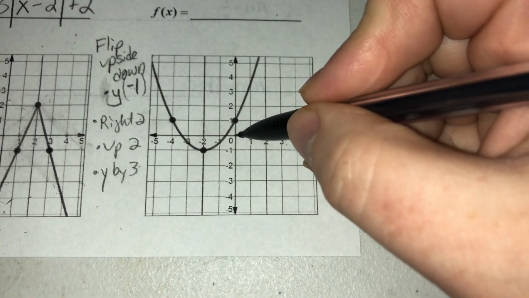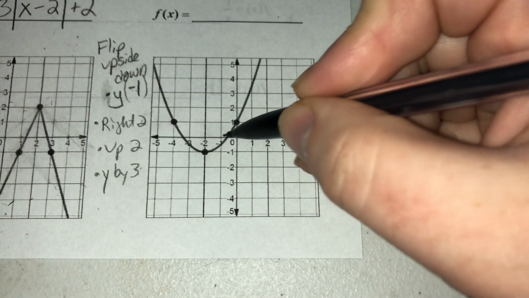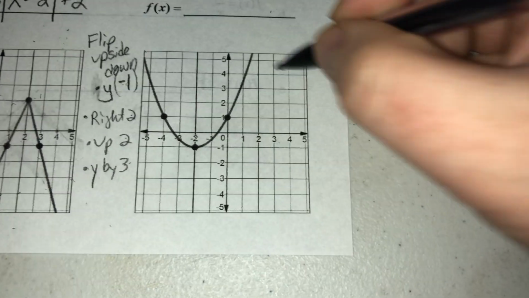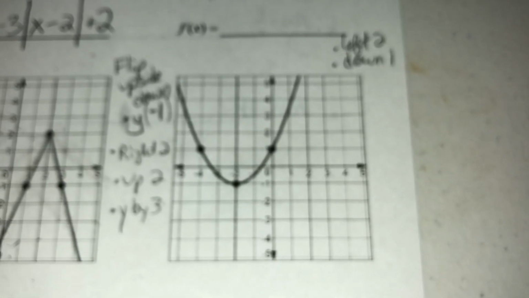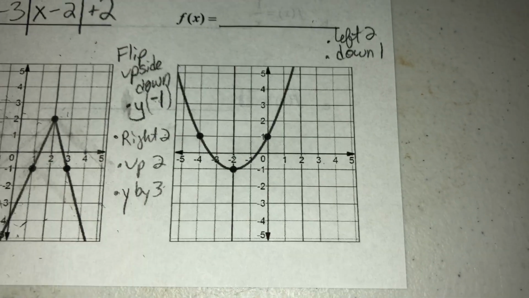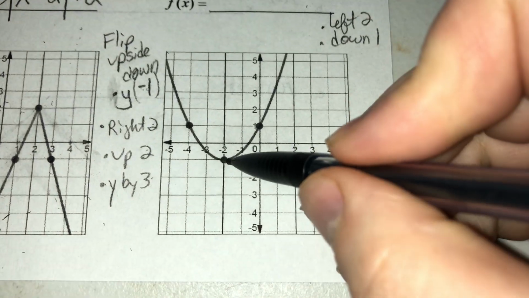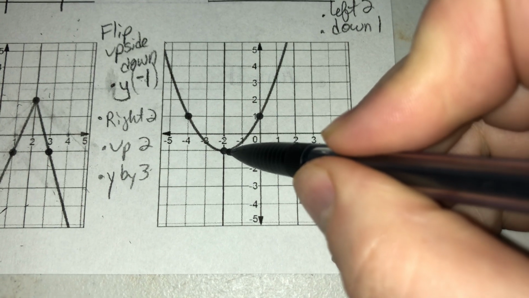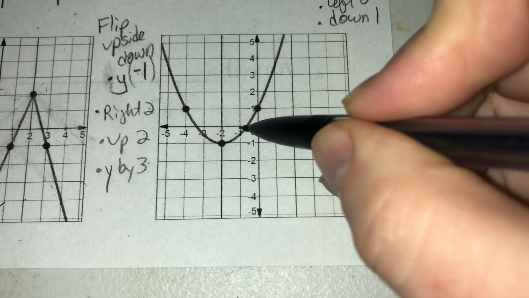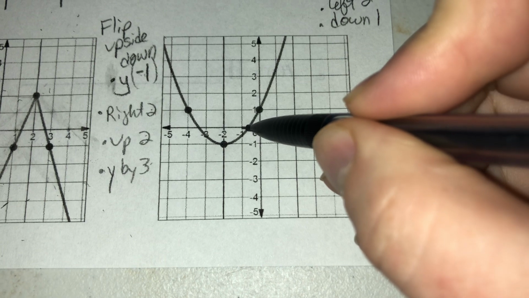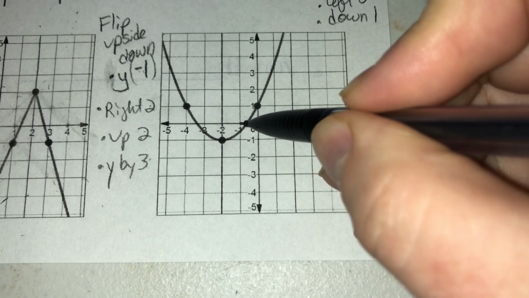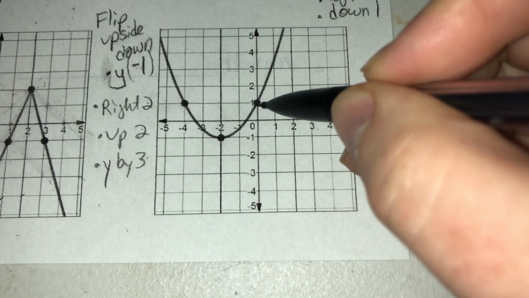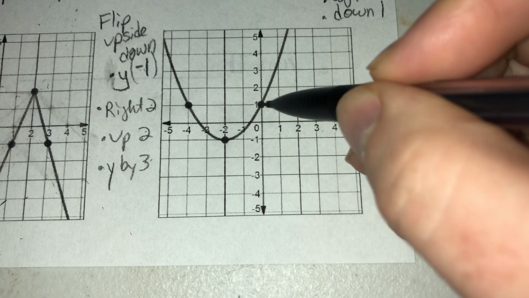So let's see what's happening here. My vertex is not at the origin. It's left 2, down 1. So let's jot that down. I need to go left 2, down 1. So I'll need to make sure I incorporate those things. And the other thing that's happening is normally from the vertex, I just go up 1 over 1. So I would expect to see the next dot right there. Well, it's not right there, is it? It's right here. How did it get there?